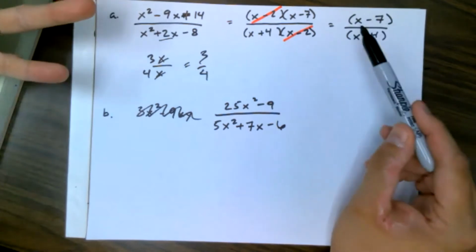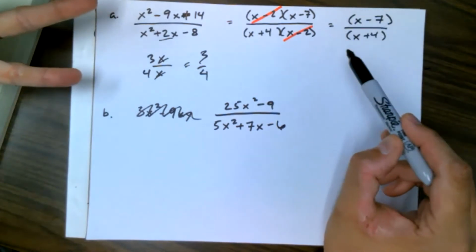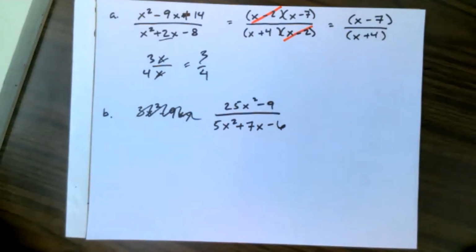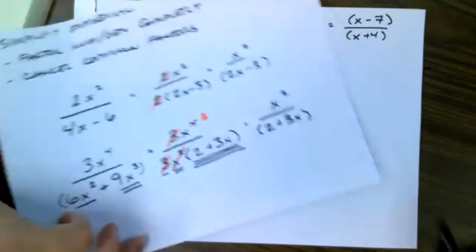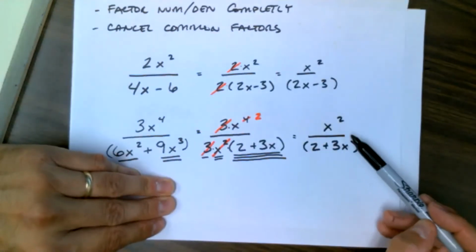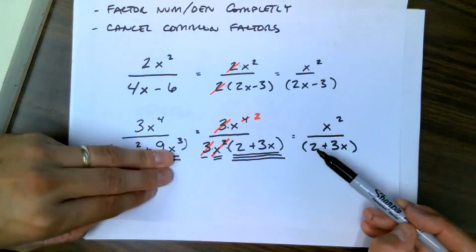Hopefully it reminds you, hey, I can't cancel these because they're not a factor in all 4 parts for this one. Previously, once we got it canceled all the way down, let me give you an example. If we go back to here, we've got x squared, 2, and 3x. Same thing. This x squared and this x can't cancel because the 2 doesn't have one, okay?